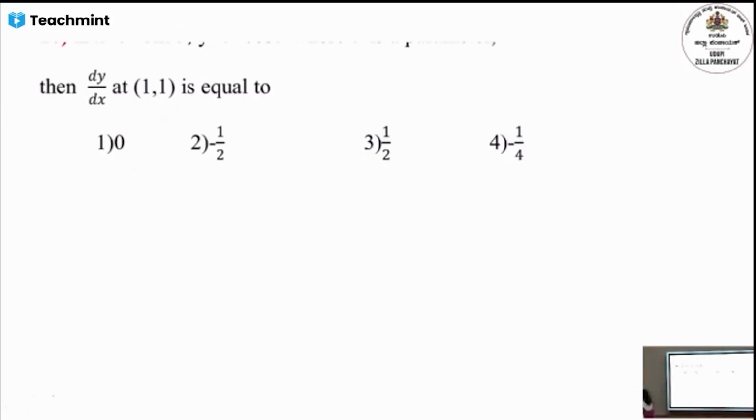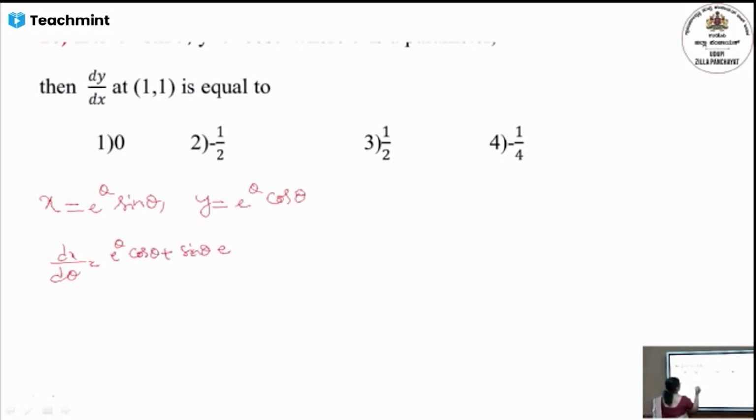Okay, now the next, the 16th question: x is e power theta sine theta, y is e power theta cos theta. You are asked to find the derivative at 1, 1. So what do I do? dx by d theta I have to find. It is e power theta into cos theta, plus sine theta into the derivative of e power theta, which is e power theta.